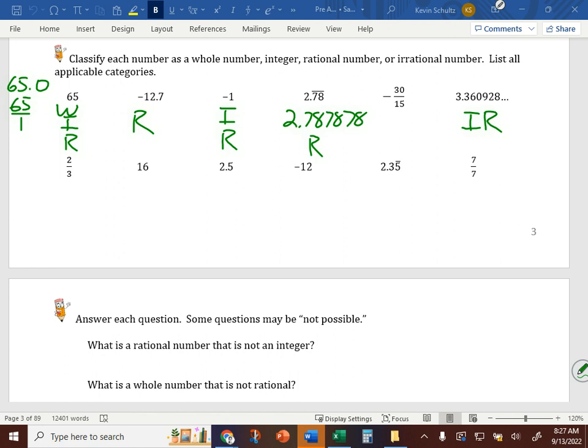Negative 30/15. This one is kind of designed to trick you or at least make you think a little bit. What do we know about negative 30/15? What is it definitely? Since it's a fraction, definitely rational, right? Any fraction is going to be rational. Virtually every number is going to be rational unless it's irrational, right? But what else is negative 30/15? Why is it an integer? Well, integers, our definition says they're not fractions. So why is this an integer?